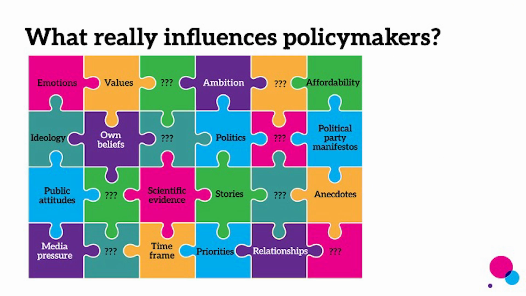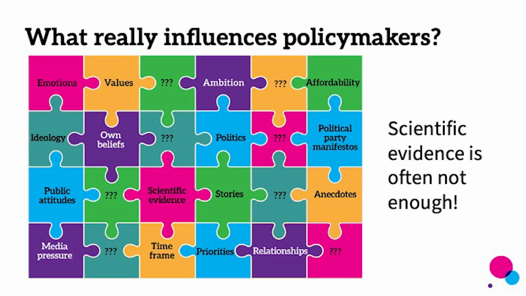Let's think about individual policymakers and what really influences them when they're making a decision. So policymakers are human beings just like you and me, and so they're subject to a range of influences. And you can see some of these in these jigsaw pieces on this slide. So we've got things like their own beliefs, their emotions, their values, maybe politics and the political party manifesto. We've also got things like stories and anecdotes, relationships with other people, public attitudes, maybe media pressure. And you can see one of those jigsaw pieces is scientific evidence. But what we're trying to highlight to you on this slide is that scientific evidence is not enough by itself.